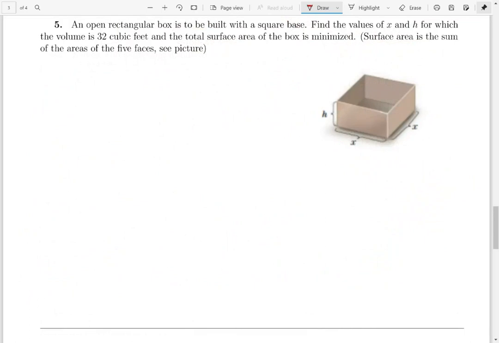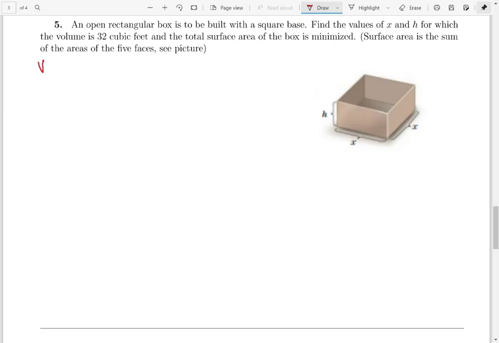Alright, an open rectangular box is to be built with a square base. Now the reason it's a square base is because then we know that this right here is actually a square, and if that's a square, the side lengths are x and x. Okay, you could also see that if it's a rectangular box, this is that same square. Okay, and the fact that they told us it's a square matters. Then we want to find the values of x and h for which the volume is 32 cubic feet.